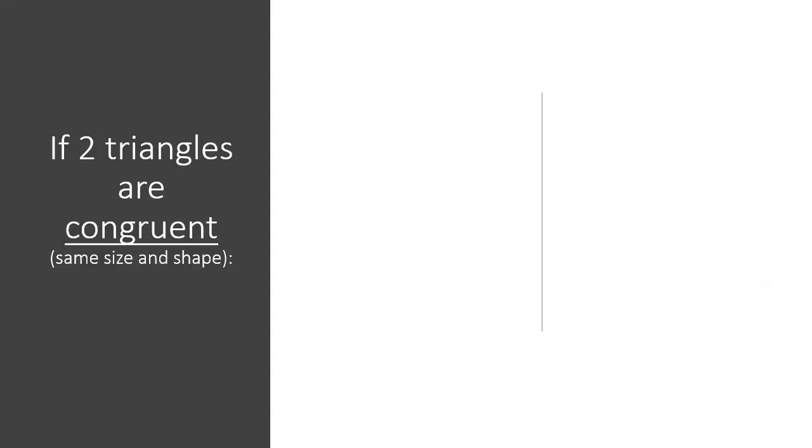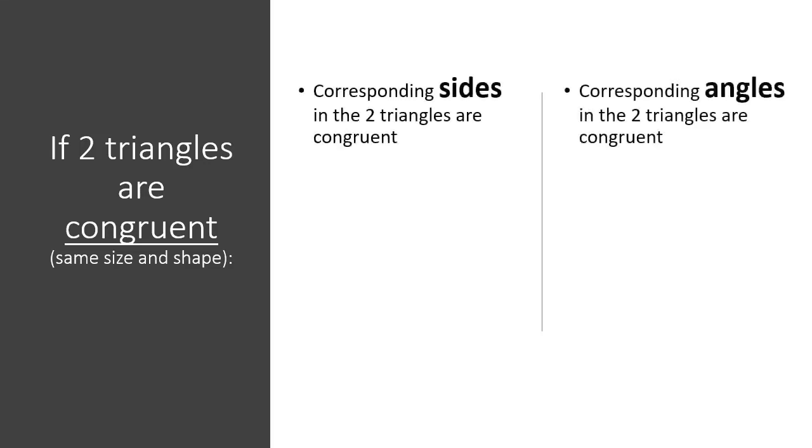Now you might be unsure what congruent means. When we're talking about shapes, polygons, other shapes, congruent means that they are the same size and shape, basically that they're copies of each other. And so when two triangles in this instance are congruent, we know that all the corresponding parts are going to be congruent as well. So when we look at the sides, all the corresponding sides are going to be congruent, and all the corresponding angles in the two triangles are going to be congruent.